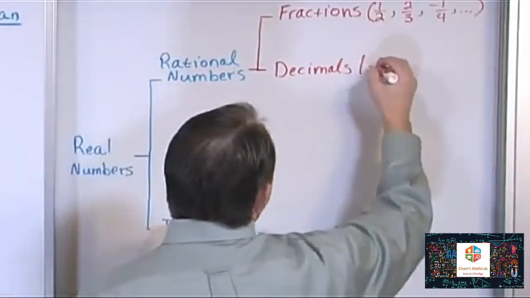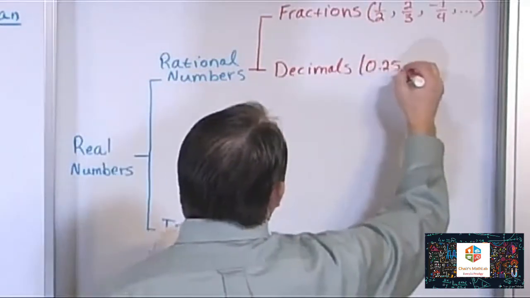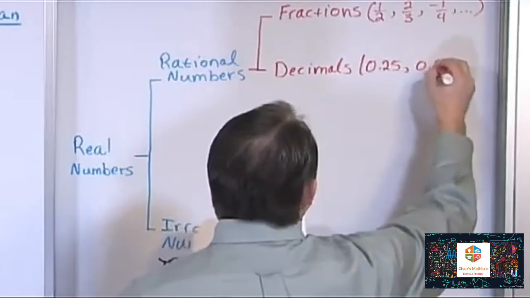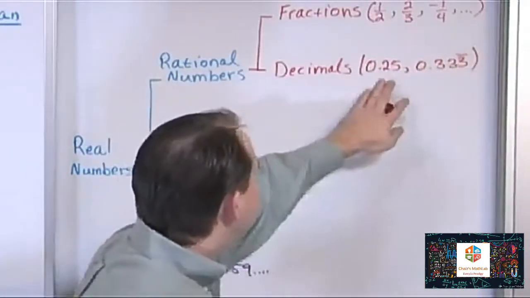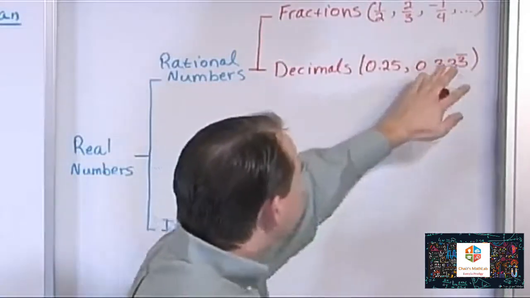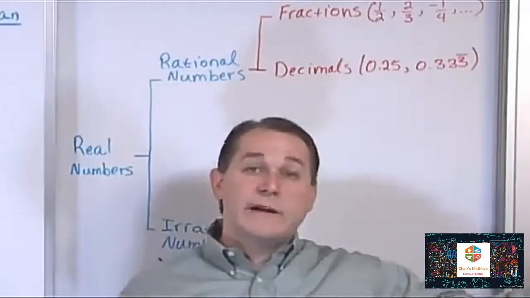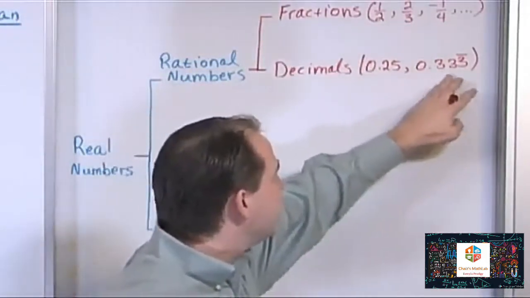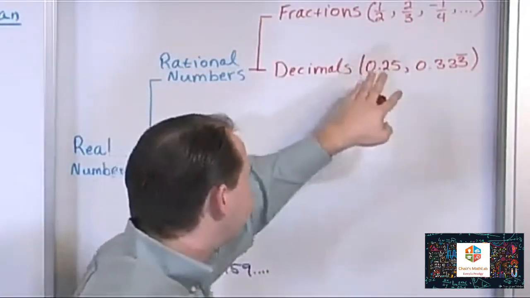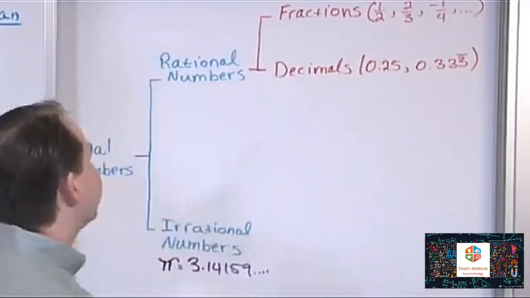So something like 0.25, 0.333, bar on top. So 0.25 can be written as 1/4. 0.3333333 off to infinity, that can be written as 1/3. Any of these decimals that have any kind of infinite pattern or just a decimal that stops can be written as a fraction, so it's rational.